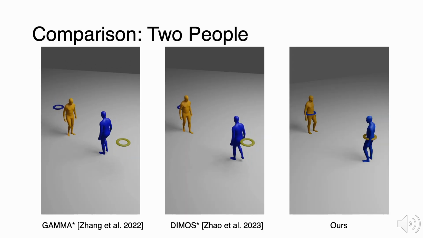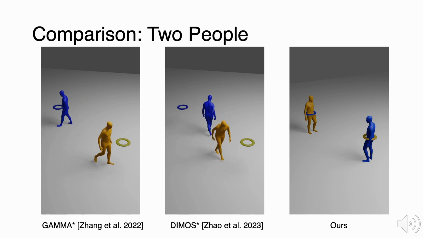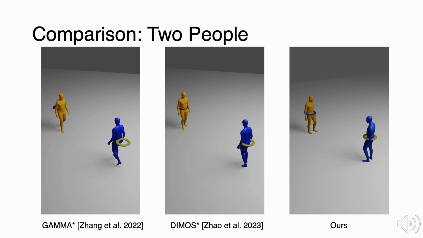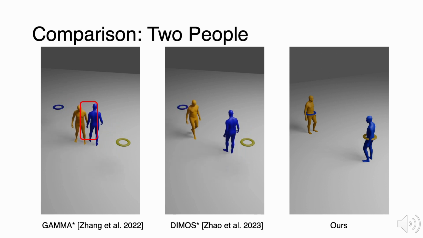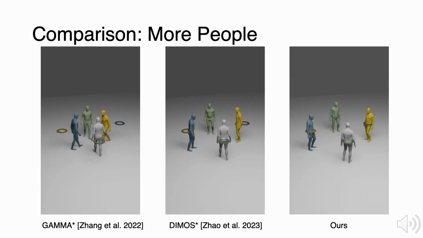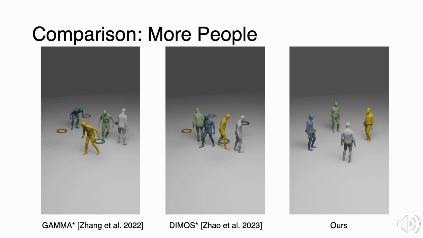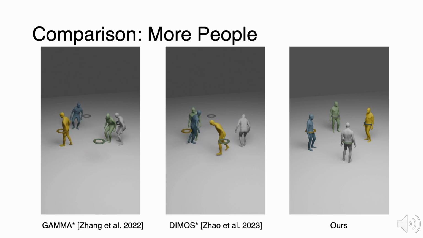Despite augmenting previous works with dynamic path planning, synthesizing realistic collision-free motion sequences for two people switching locations remains challenging. However, our method demonstrates the ability to generalize, even though it is only trained in static scenes. In a more challenging scenario involving the synthesis of 4 people switching locations, previous works struggle.